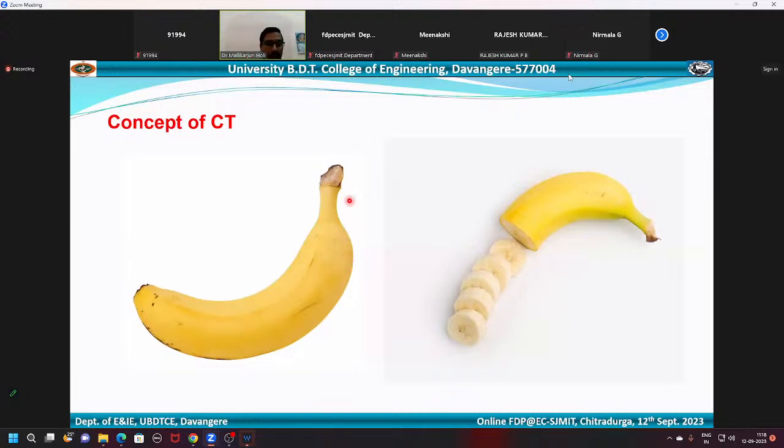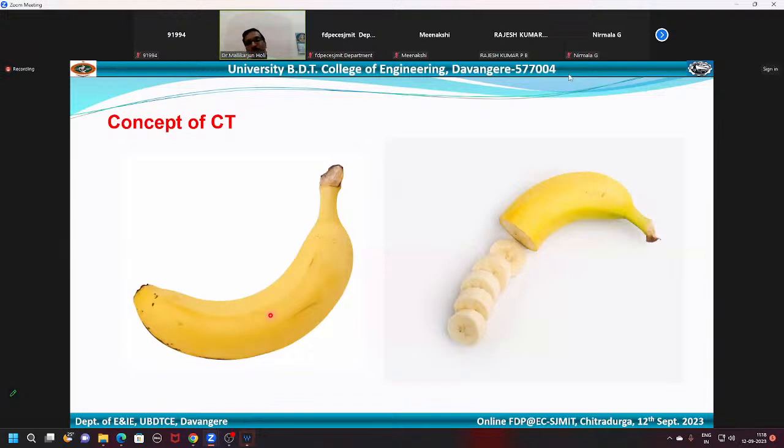You remove the peel, and then you cut the banana into 2 parts and find out whether the insect is visible. Then you cut into 4 parts and check it, and you keep on slicing the banana. At one particular slice, you may come to know where the insect is, so you can visualize it, remove it, and control it. The concept of CT is similar to this, but here we cut physically. We physically cut the banana and convert it slice by slice.